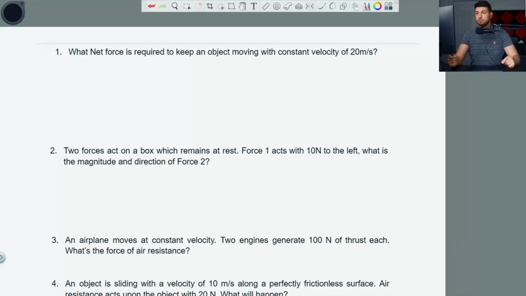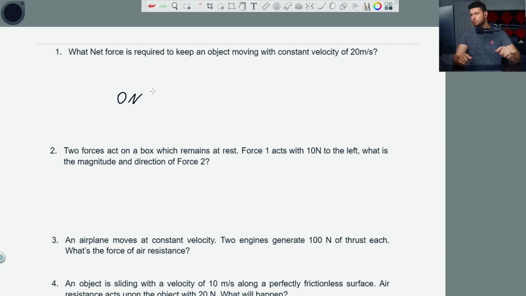Question 1. What net force is required to keep an object moving with constant velocity at 20 meters per second? Well, you might say, well, I need some force to push an object, right? Obviously, like I need an engine to push a car or something. Not the case. Unless you have some forces that stop an object, like air resistance or friction, the net force required for just keeping the object moving is 0. Specifically, 0 newtons. We express force in newtons.